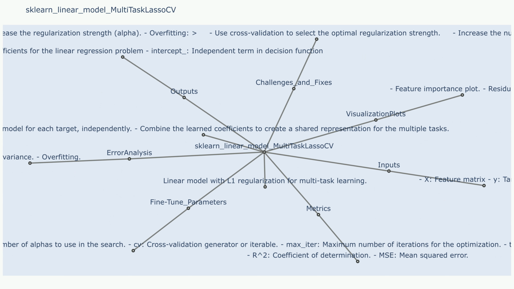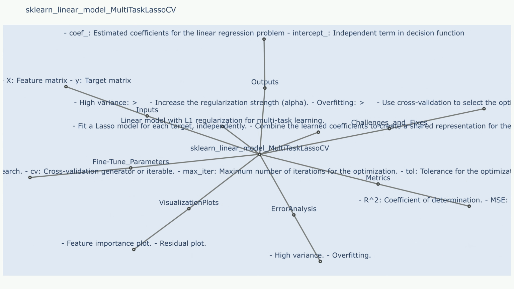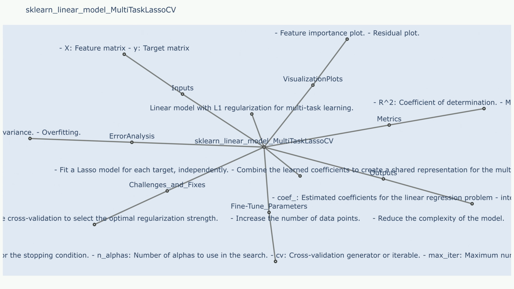Metrics. R2, the coefficient of determination, a measure of how well the model predicts the target values. Mean absolute error, a measure of the average absolute difference between the predicted and actual values. Visualization plots. Coefficient plots plot the coefficients of the learned model for each feature and task to visualize the sparsity pattern and the relationship between features and response variables. Prediction plots plot the predicted values against the actual values for each task to visually assess the model's performance.